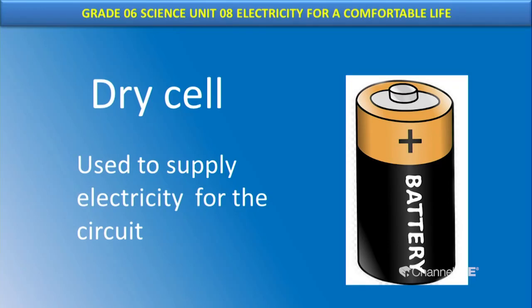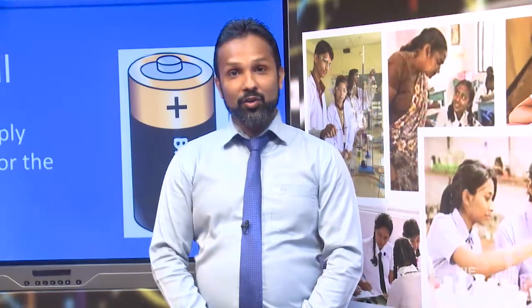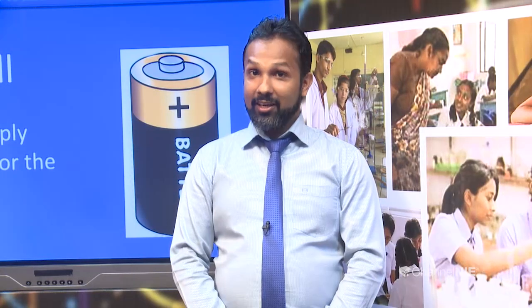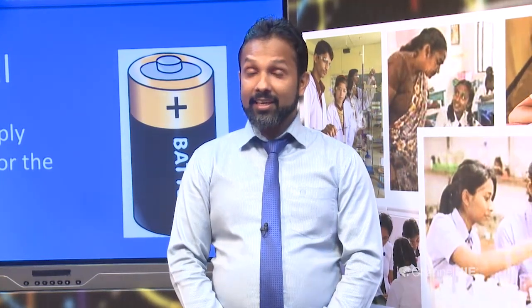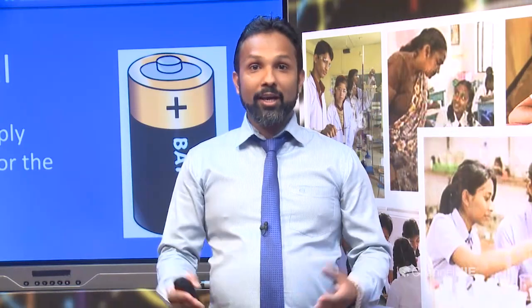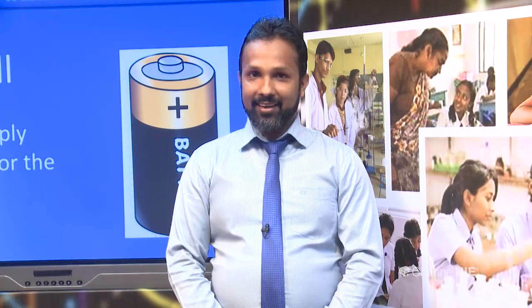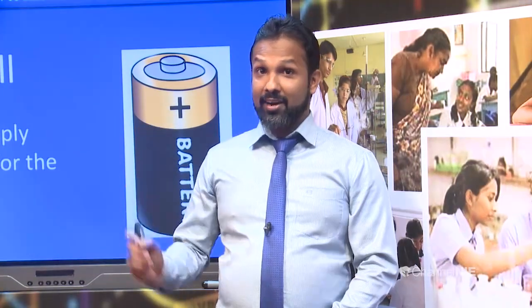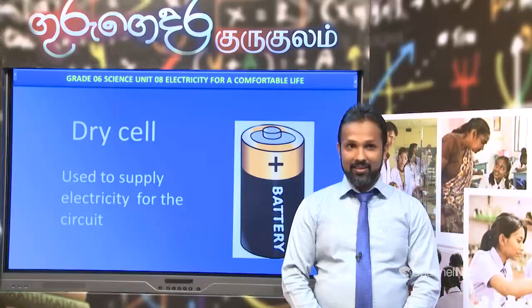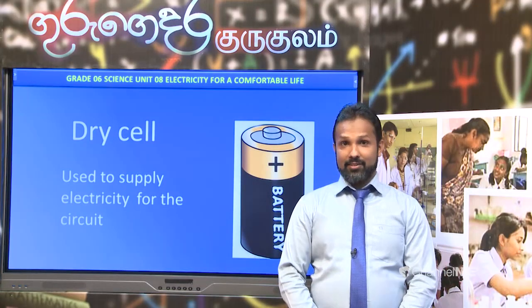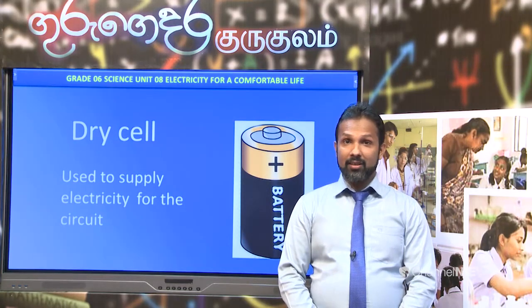Can you remember? In the previous lesson, when we study about methods of generation of electricity, we learned that electricity can be generated by using a chemical cell. Then this dry cell comes under the chemical cell. We know that we use various types of dry cells in our day-to-day life. I am going to show you some of the examples.